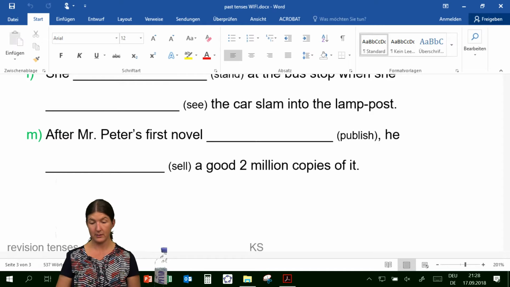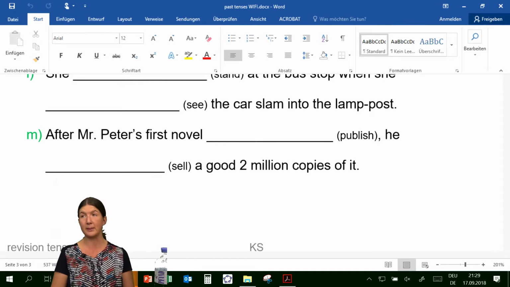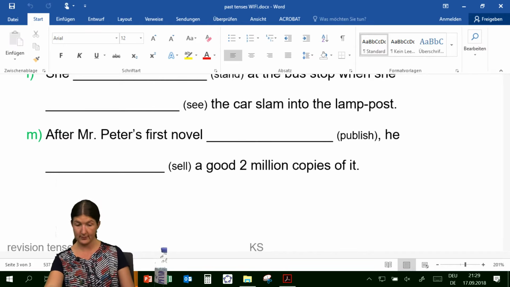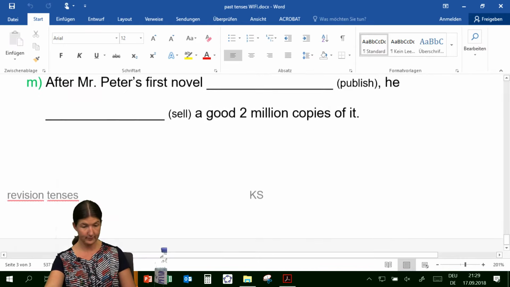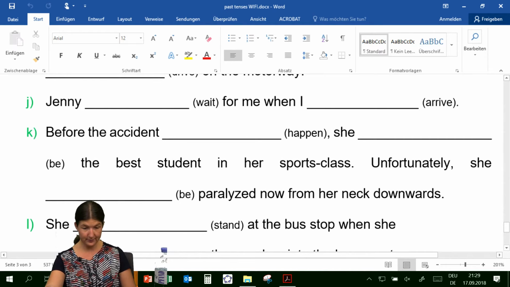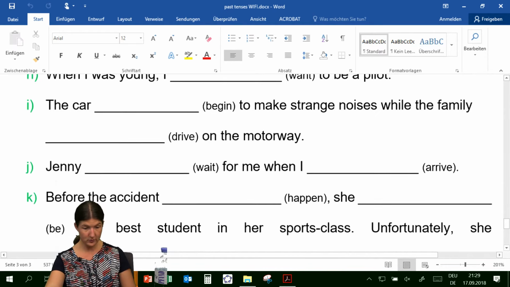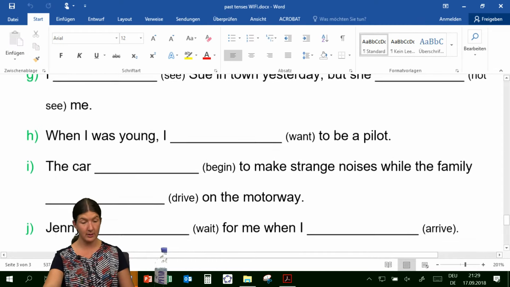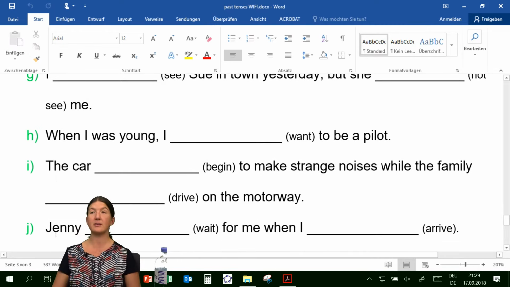Same thing as in the sentence before. After Mr. Peters had published it, that was first, he published it on the 29th of June, for example. And by the 15th of August, it had already sold 2 million copies. I think that's it. Yeah, that's it. All the other example sentences are either not very illustrative or the same as we have already seen.